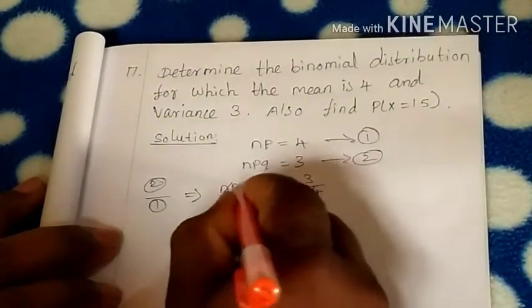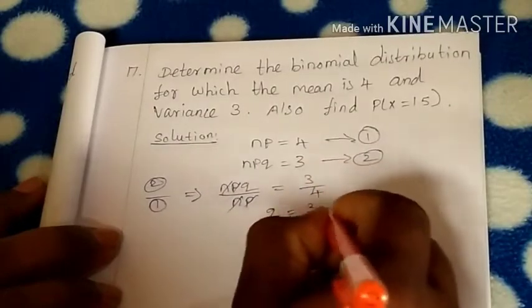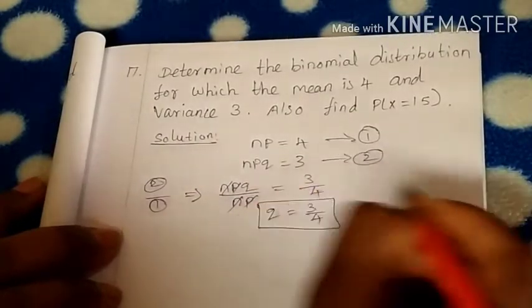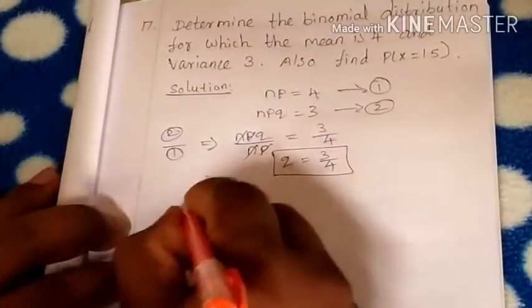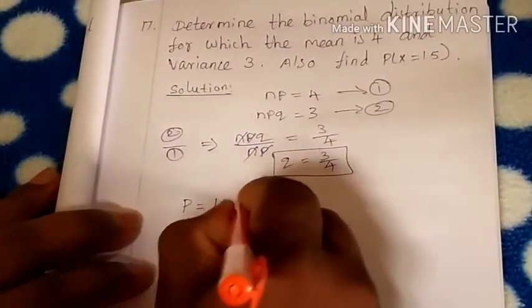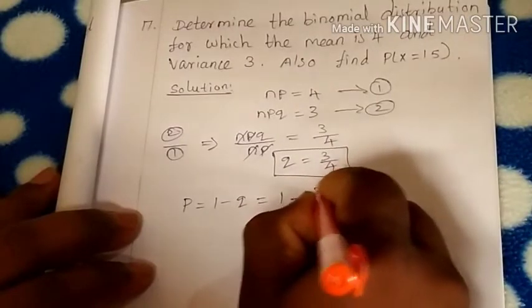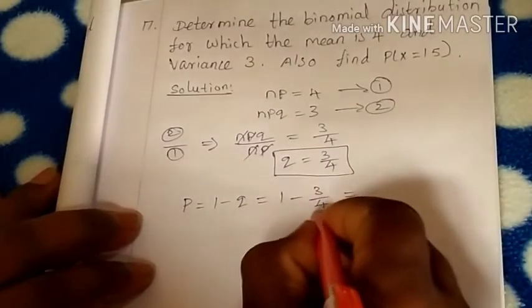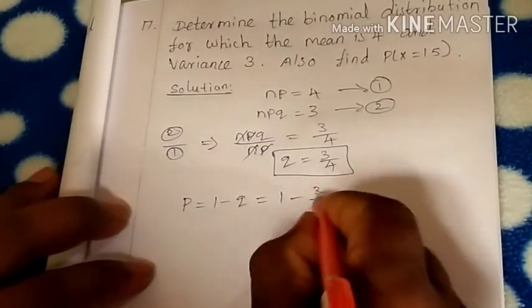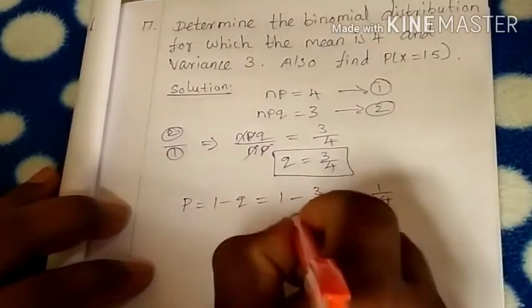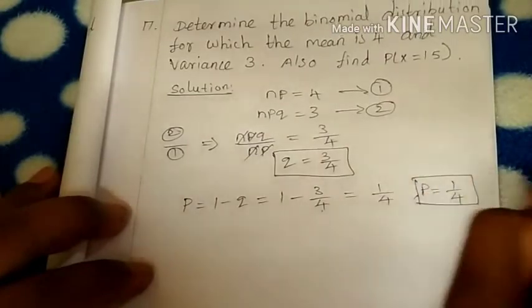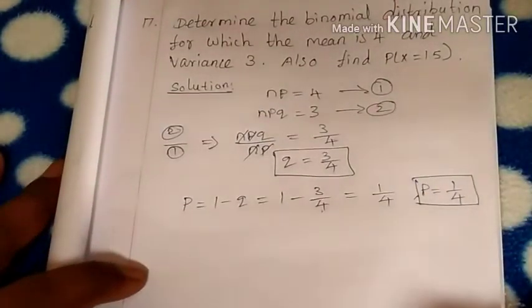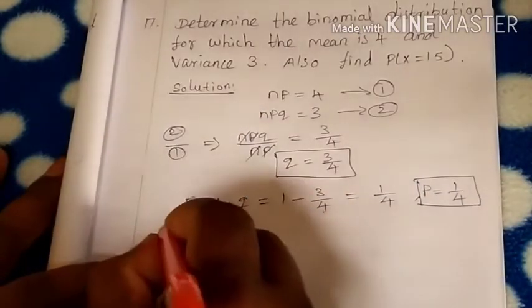So using the cancellation, now we get q. q is equal to 3 by 4. Then find the value of p. p is equal to 1 minus q, so 1 minus 3 by 4. In the simplification, 1 fours are 4, 4 minus 3 is 1, so 1 by 4. Now we get p is equal to 1 by 4. Okay, that's all. Next, what is the value of n?